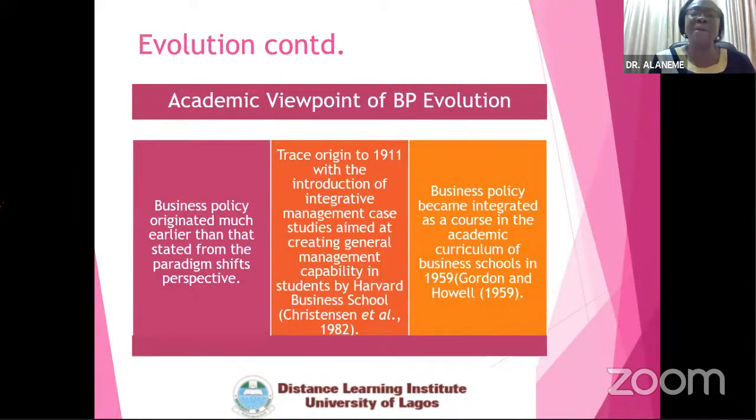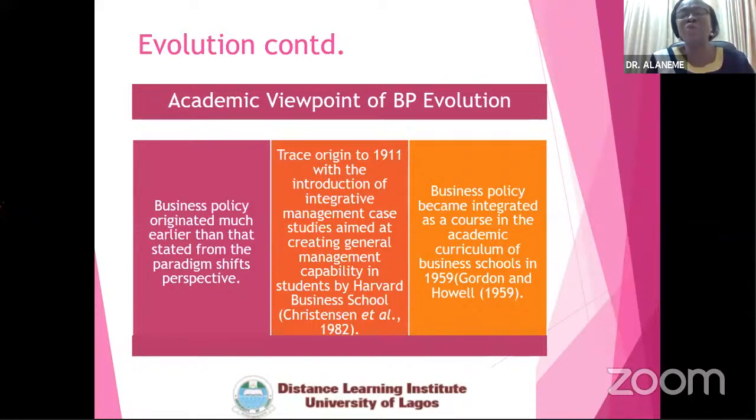Now, like I told you, there are different viewpoints. We have the viewpoint of perhaps the business operators, which are the ones who saw business policy evolving in 4 phases that they called paradigm shifts, which I have just talked about. And then we have the academic viewpoint of business policy evolution. For the academics, business policy has started long ago in 1911. While business operators are talking about 1930s, academics are looking at it from way back in 1911, when the Harvard Business School introduced the study of business policy.